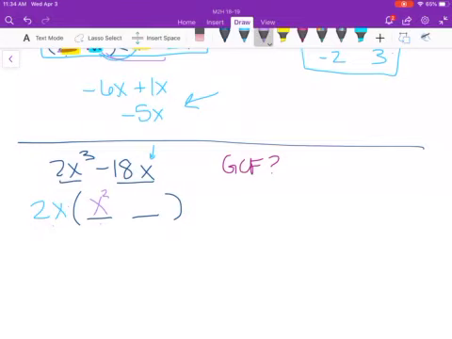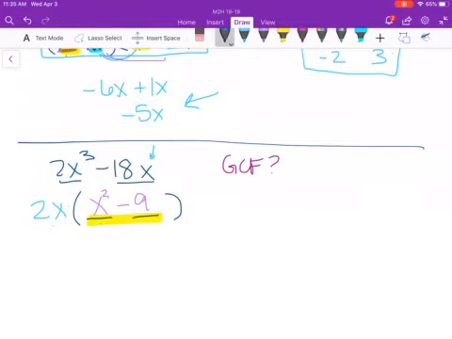For the next blank, you'll have 2x times what gives you negative 18x. So 2x times negative 9 gives us negative 18x. Okay, that would be the first step. We factored out the GCF, we're on the right track. But now we have to look to see, can you factor what's on the inside of the parentheses even more?